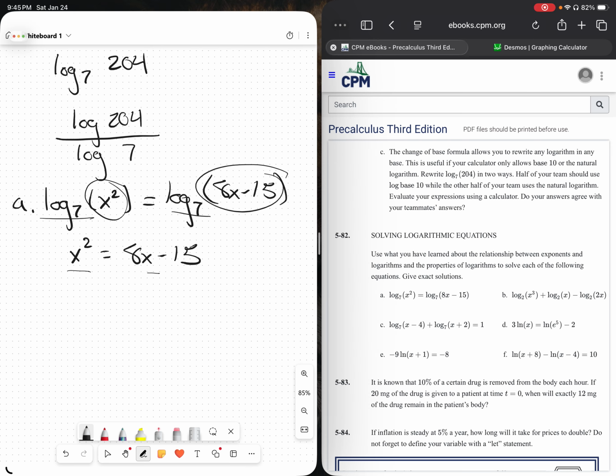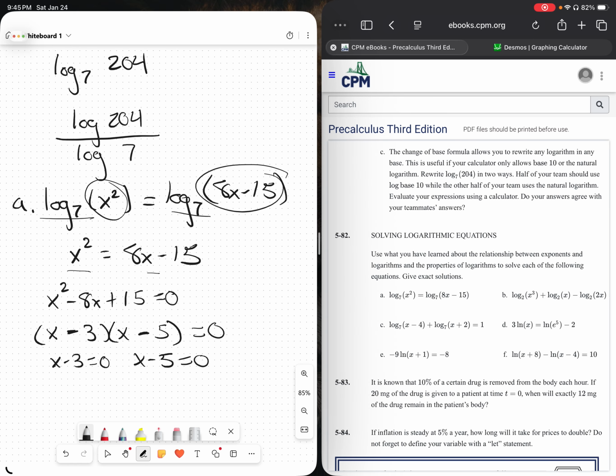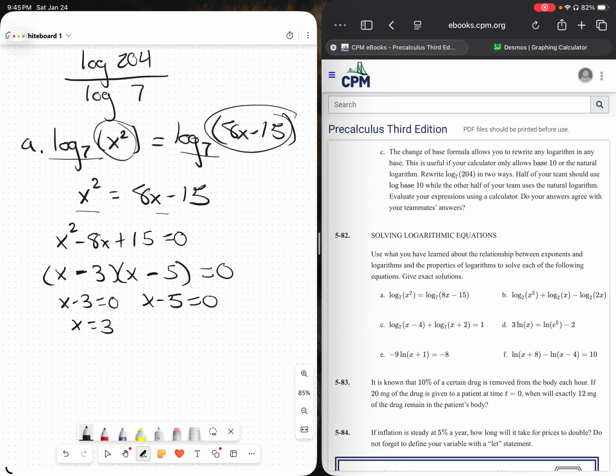We have x squared and x, which means we're solving a quadratic. We can't just use the square root method. This is going to be a factoring problem. So let's subtract 8x over, add 15 over, and set it equal to 0. Let's factor this. Factors of 15 that add to 8: 3 and 5. Both are negative. Let's set those equal to 0 and solve, and we're going to get x equals 3 and x equals 5.